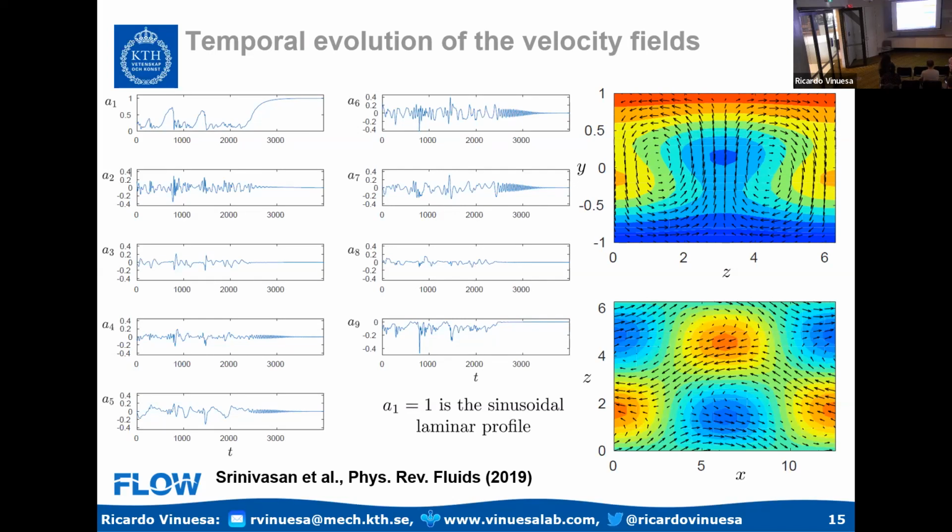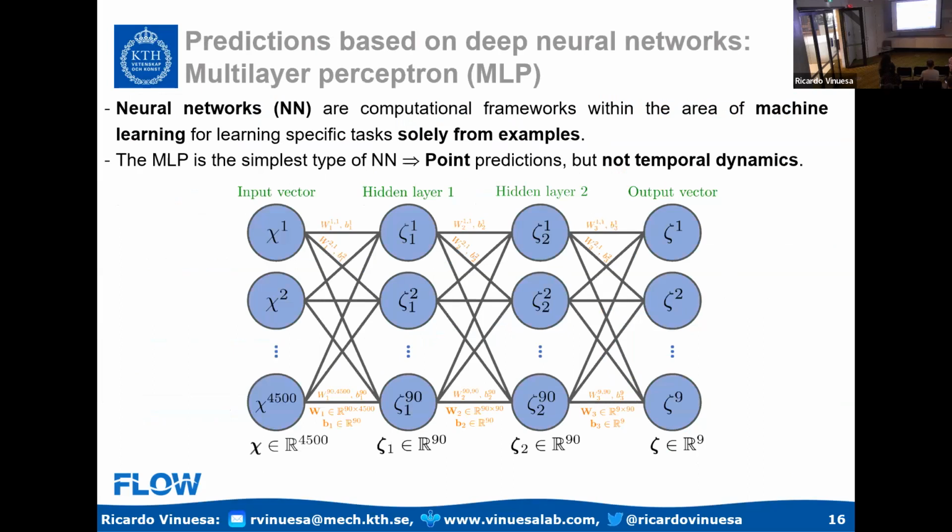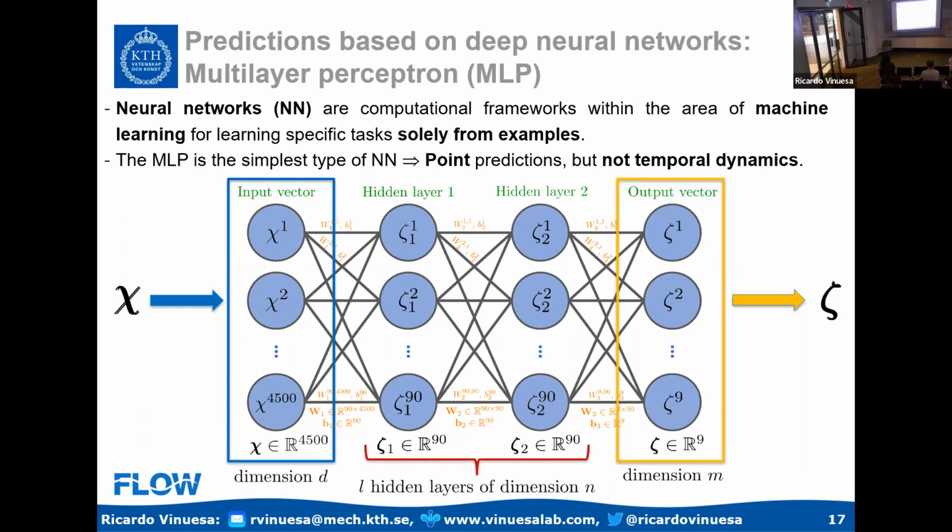Okay, so this helps me to introduce the most basic type of neural network, which is the so-called multi-layered perceptron, MLP, and it looks like this. In this very simple architecture, what you have on the left are the inputs. So you have an input vector, all the quantities that you want to define as input are on the left. On the right, you have the output vector. And in between, you have the hidden layers.